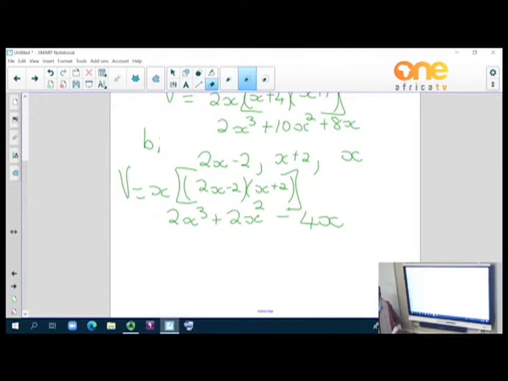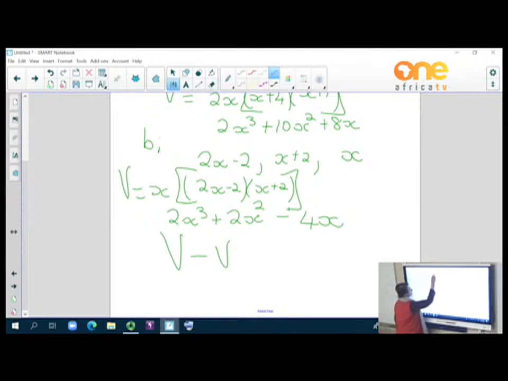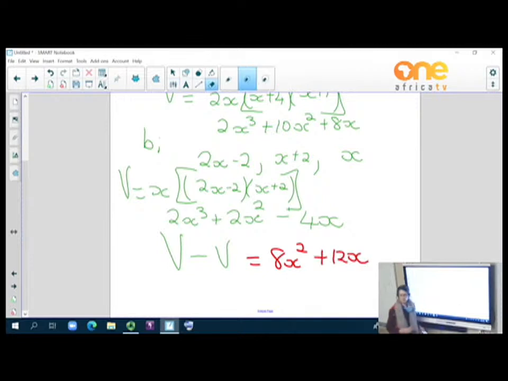Now they're asking, how do I get this value here? It is the big volume minus the small volume, or the outside volume minus the inside volume, that will give you the volume of the box. Okay, so if I subtract the 2 now here, 2x minus this one, then you get a 0. 10x squared minus 2 gives me that 8x squared, and 8x minus 4x, 12x. And that gives us then the volume of the interior.